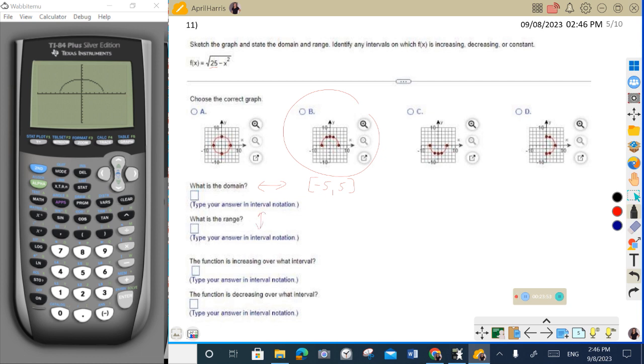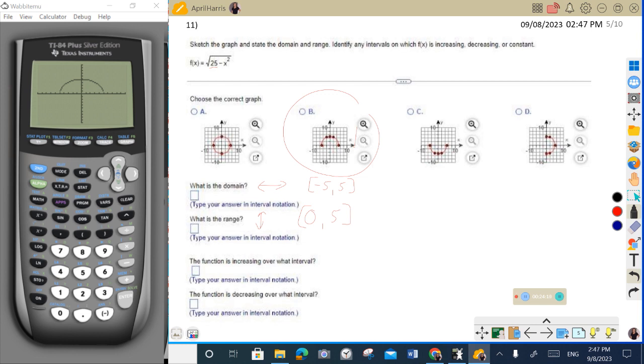The range are the y values, which go up and down. So how far down does the graph go? Well, it goes down to 0, so it starts at 0 and it touches at 0, and it goes up to 5. So 0 to 5 with brackets because it's touching at that point. By the way, that's the top half of a circle whose center is at 0, 0 and has a radius of 5.